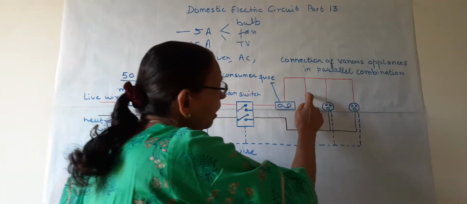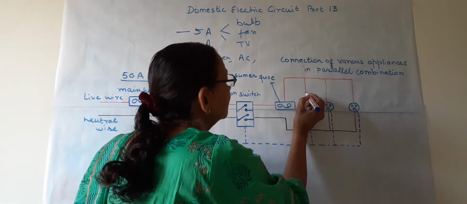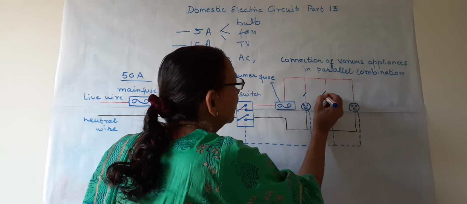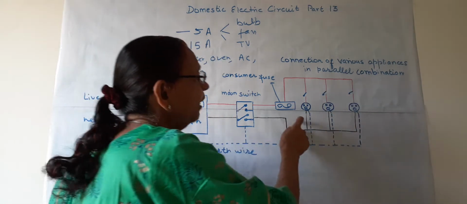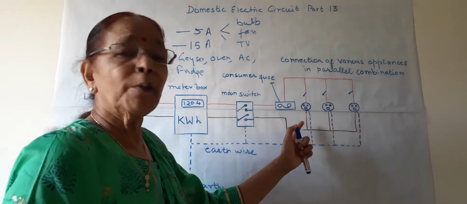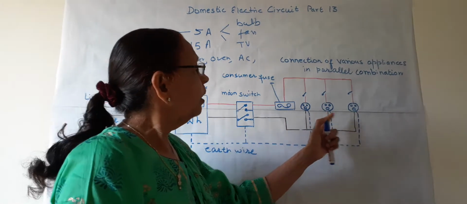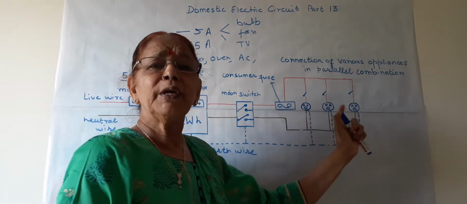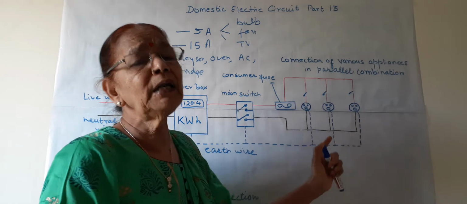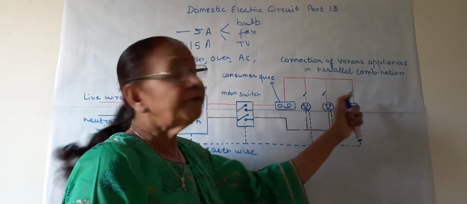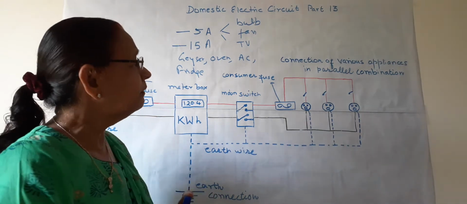Second, all have different switches to work. Suppose this is one switch, second switch and third switch. So if this is a fan, this is a bulb. If you want to operate only the fan, we will switch off the bulb. So we can use each appliance one at a time as we wish. They have different switches for operation. This is the second advantage.